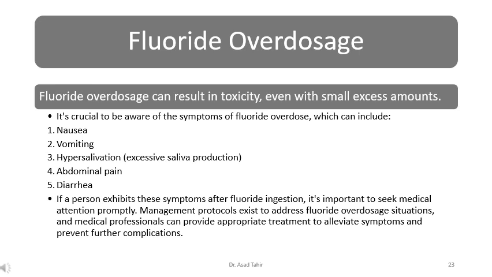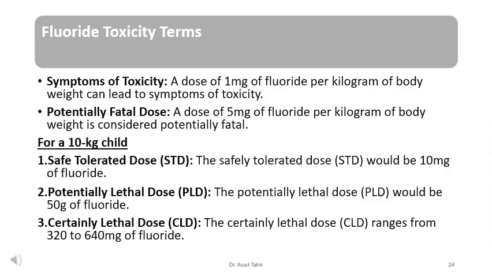Management protocols exist to address fluoride overdosage situations, and medical professionals can provide appropriate treatment to alleviate symptoms and prevent further complications. The fluoride toxicity terms for a 10 kilograms child. Symptoms of toxicity: a dose of 1 mg of fluoride per kilogram of body weight can lead to symptoms of toxicity. Potentially fatal dose: a dose of 5 mg of fluoride per kilogram of body weight is considered potentially fatal.